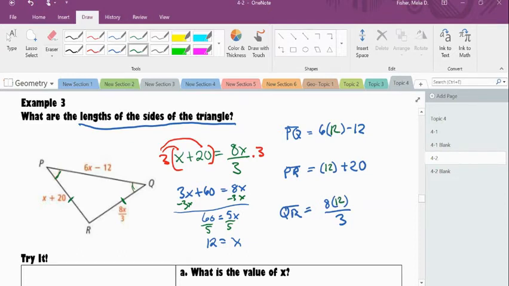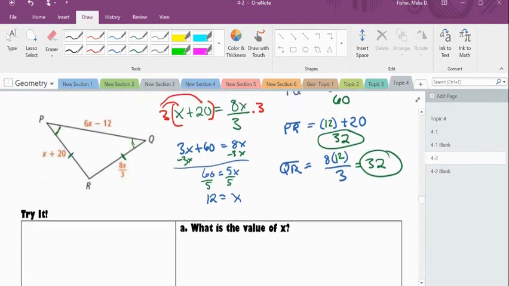And when we evaluate that, we get 60, and PR is 32, and QR is also 32. And we came out with 2 equal sides, so perfect. Go ahead and pause your video, do the try it, and come back and check your work when you're done.